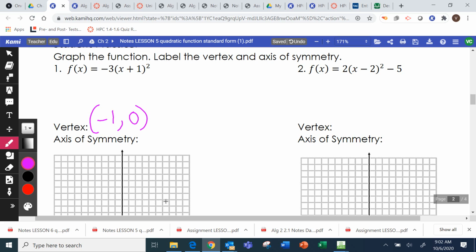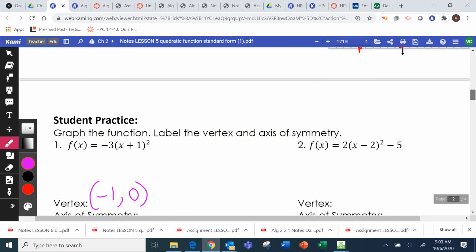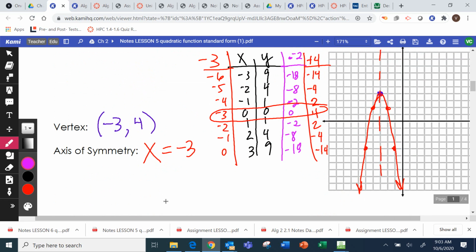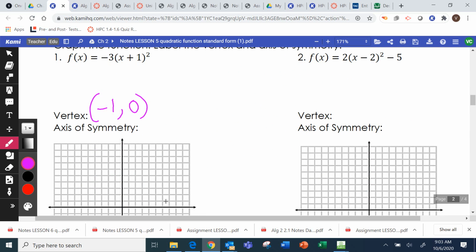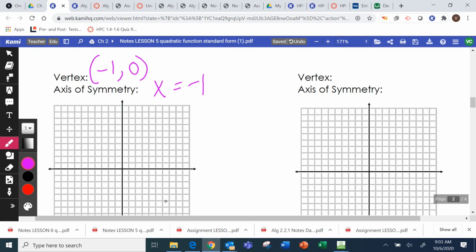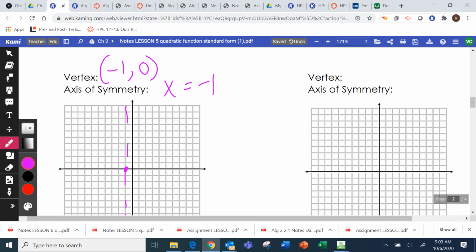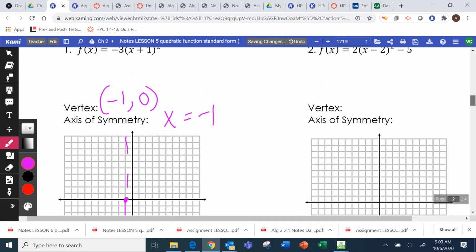Nope. The axis of symmetry number is already on here, so we go back to the previous page. Right, but it's not just -1. It is an equation, so if you just write -1, it's going to be wrong. We need x equals -1 for our axis of symmetry. So I know that my vertex would be at (-1, 0). My axis of symmetry would be here at x = -1, and I'm not going to graph the rest of it, but that's where it would be for the center part.